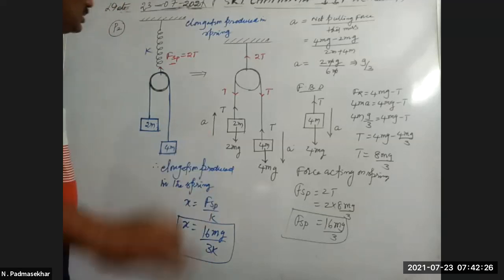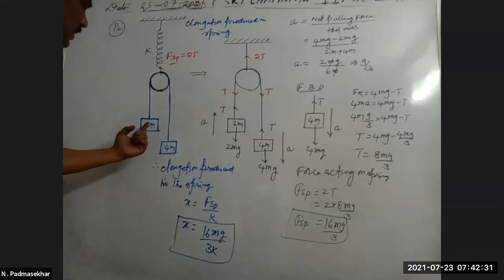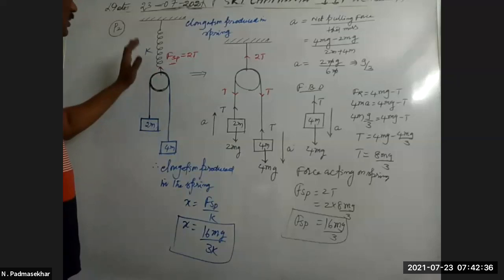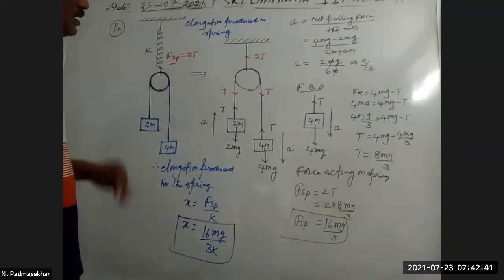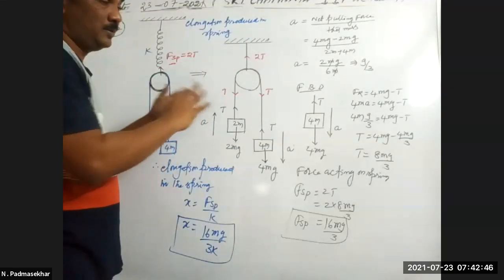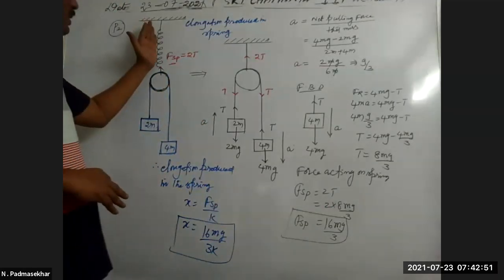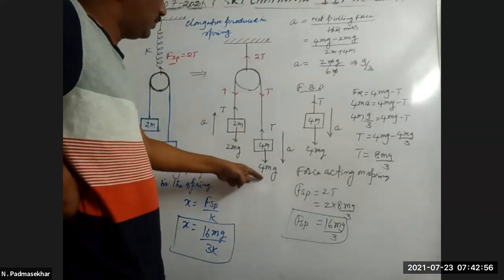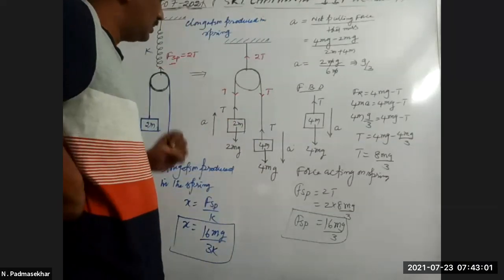Listen carefully here. This is one spring, and two blocks of masses 2m and 4m are connected by a pulley. They are asking for the elongation produced in the spring. For finding it, just replace the spring by the string, and now it is very easy to solve the problem. So this is 4mg and the tension, and this is 2mg and the tension, because the same string is there.